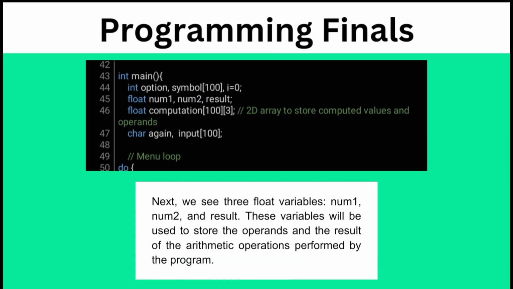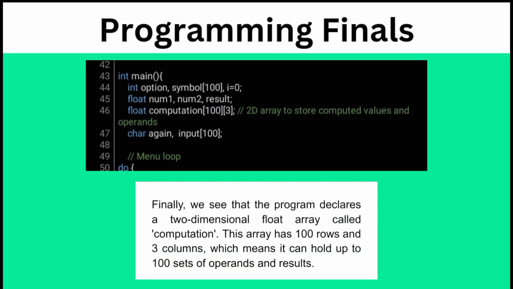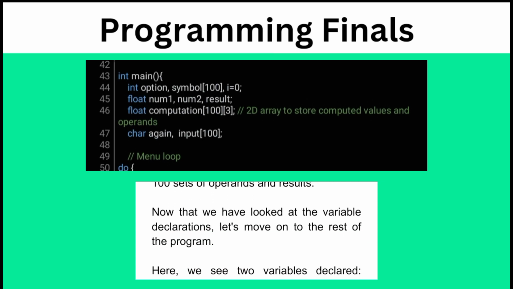Next, we see three float variables, num1, num2, and results. These variables will be used to store the operands and the result of the arithmetic operations performed by the program. Finally, we see that the program declares a two-dimensional float array called computation. This array has 100 rows and 3 columns, which means it can hold up to 100 sets of operands and results. Now that we have looked at the variable declarations, let's move on to the rest of the program.